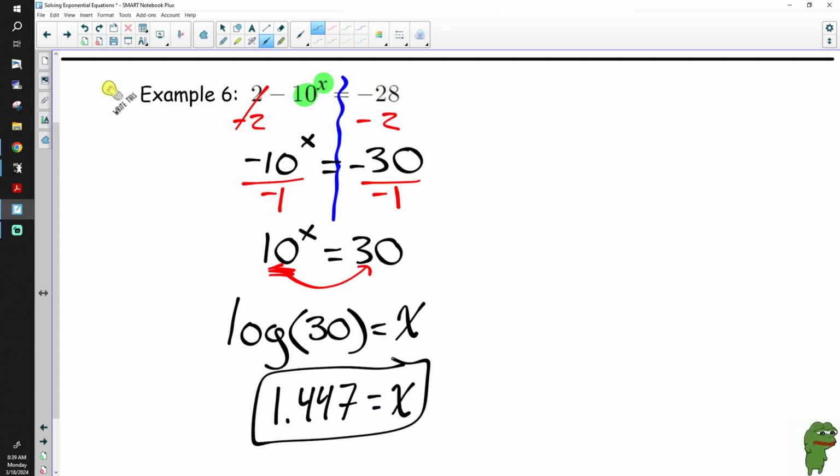You can always check your answer by taking what you got in x, plugging it back into the original equation. If you were to type in 2 minus 10 to the power of 1.477, thanks for the correction, you should get something close to negative 28. Not exactly, because we rounded. There you go. Yeah, if you plug that back into the original, you should get really, really close. And that is it for my examples.